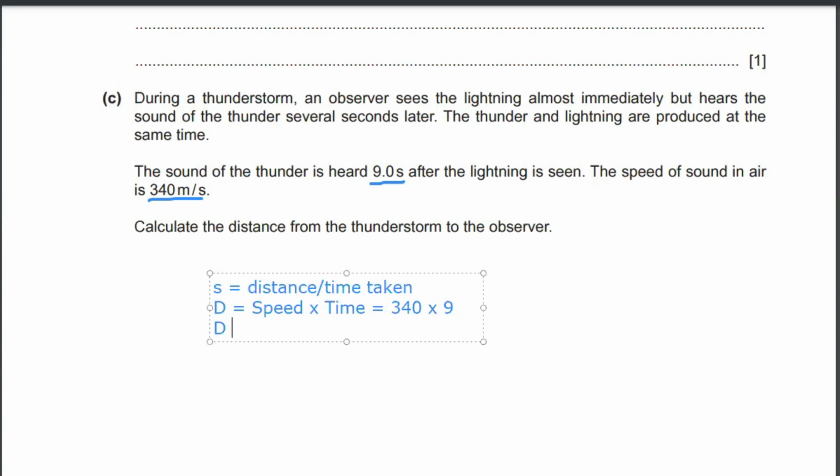Which comes out to be, in meters, 3060 meters, or if you want to write it in kilometers, it would be 3.06 kilometers. We just have to divide the meters by 1000, because the conversion rate of kilometer to meter is about 1000. So 1 kilometer is about 1000 meters.